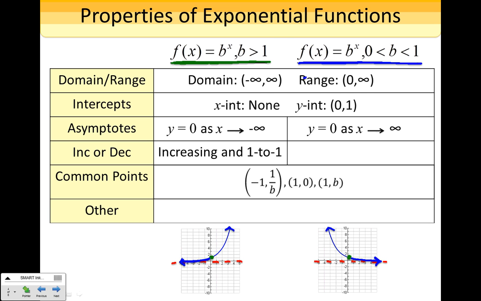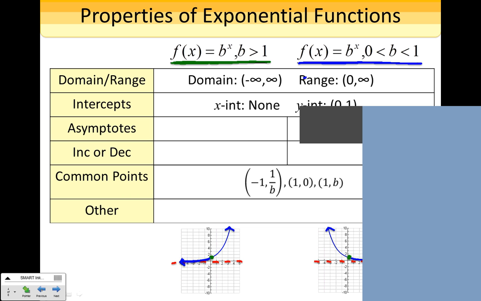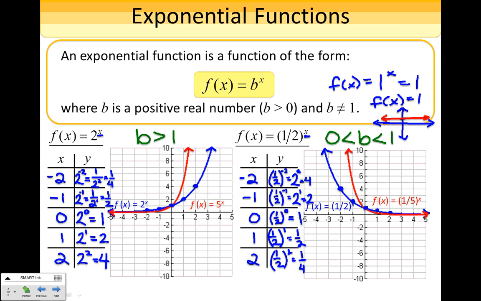Increasing: the one on the left is always increasing, as well as being a one-to-one function, and the one on the right is decreasing. As you move from left to right, it's decreasing. Common points that they both have: you can go back to this slide here. If you look at the tables, they have some common points in there.